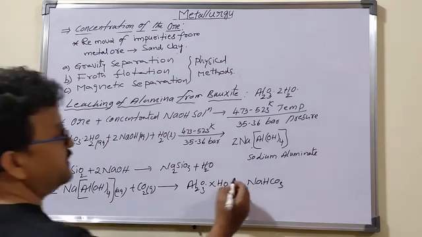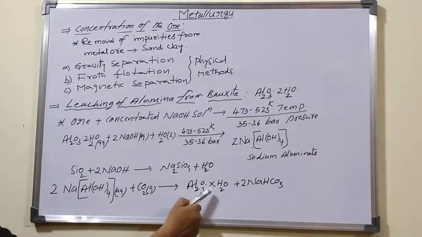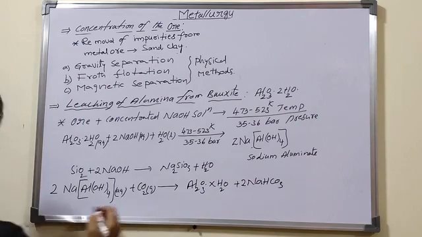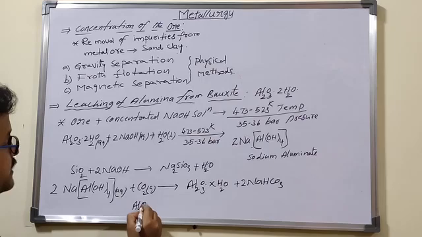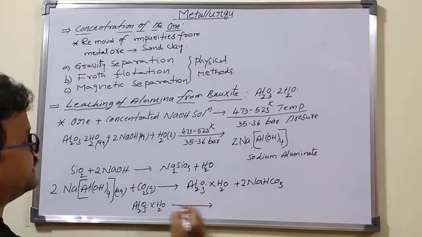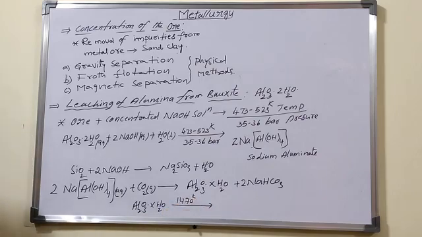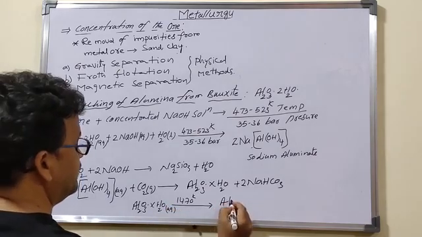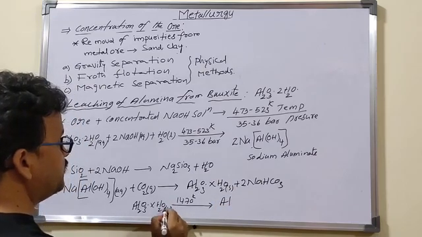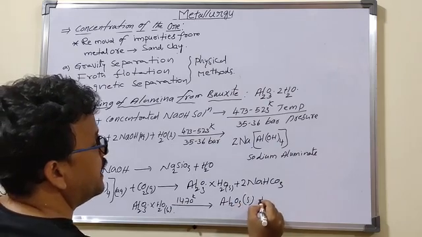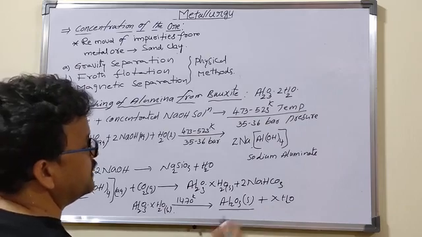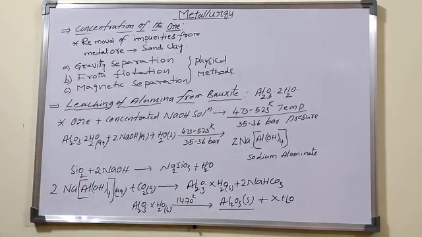Then how can we get concentrated alumina from this? This hydrated aluminum oxide is heated at high temperature. Look here: Al2O3 xH2O is heated at 1470 Kelvin temperature. It is in solid form, and you are getting Al2O3 solid and water. Concentrated Al2O3 is going to be collected. This is the leaching process, specifically leaching of bauxite to get alumina.